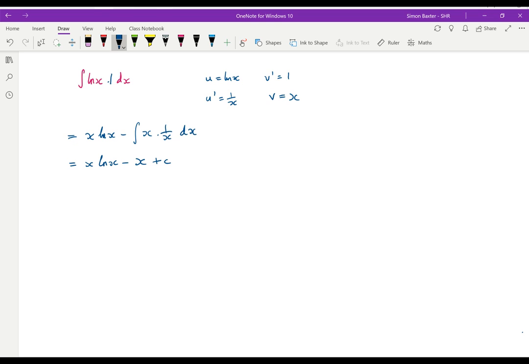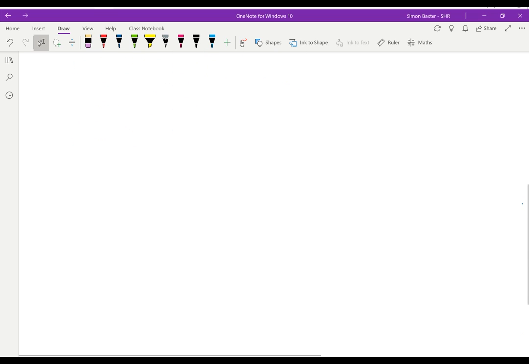This little technique is really very useful when you're trying to integrate something which you can differentiate, but you don't know the antiderivative. So let's see what happens if we apply that to something like arc tan x. Integral arc tan x dx.